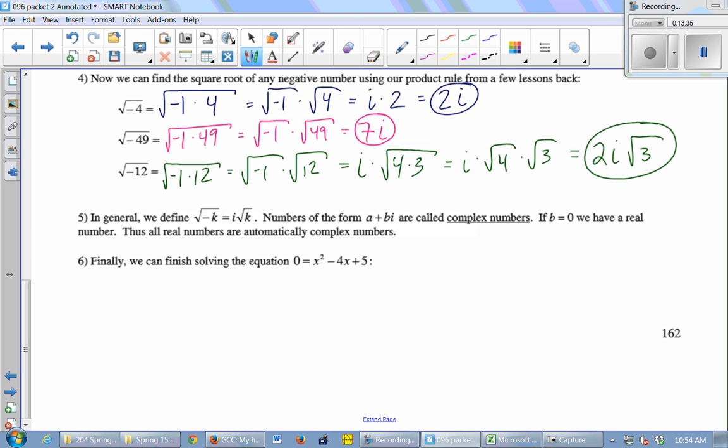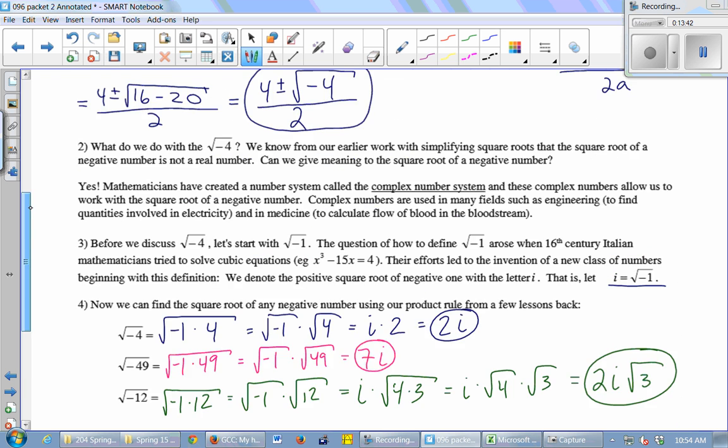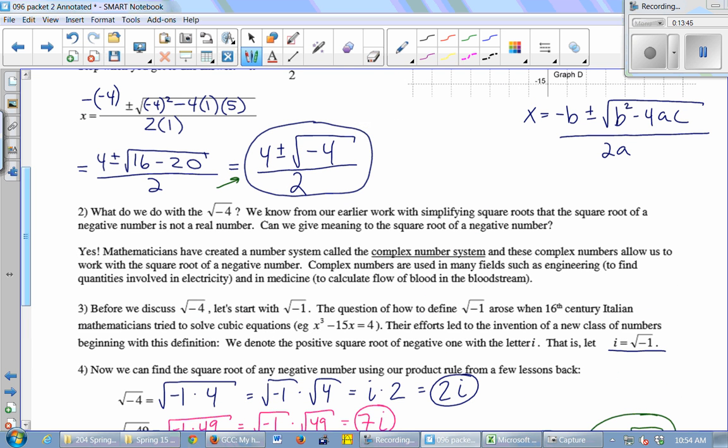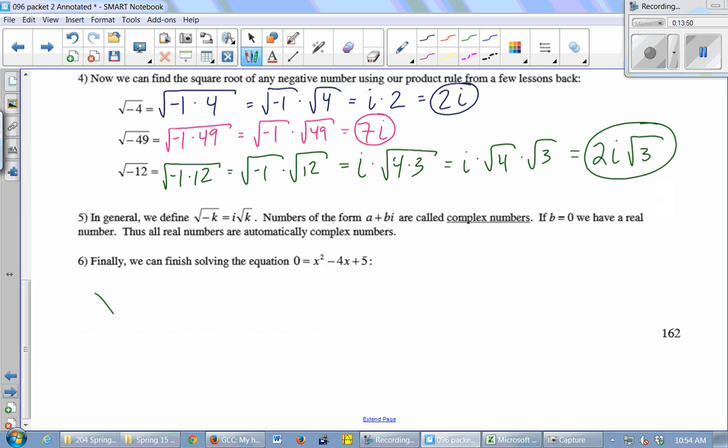So finally, we can finish solving this equation: 0 equals x squared minus 4x plus 5. We had gotten this far, right? We had gotten to 4 plus or minus the square root of -4, over 2. Now I'm going to finish simplifying this. The square root of -4 simplifies to 2i. We just did that a couple minutes ago. So this becomes 4 plus or minus 2i over 2.